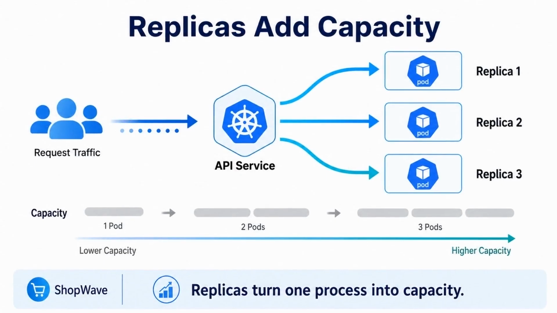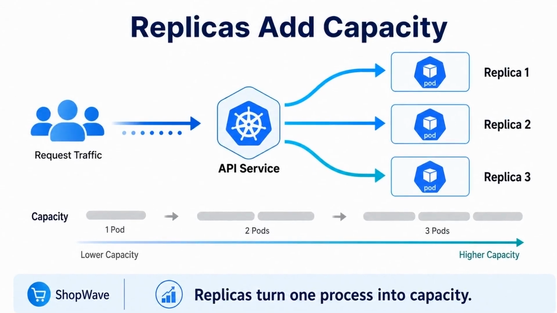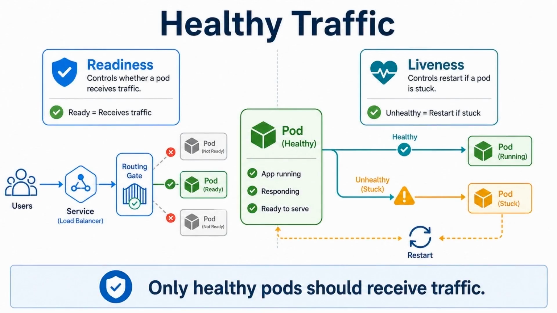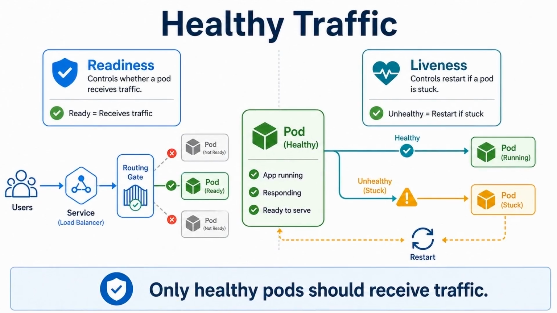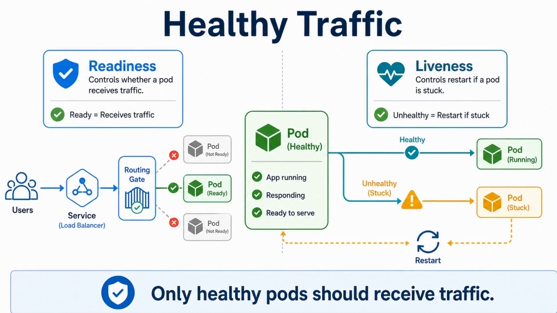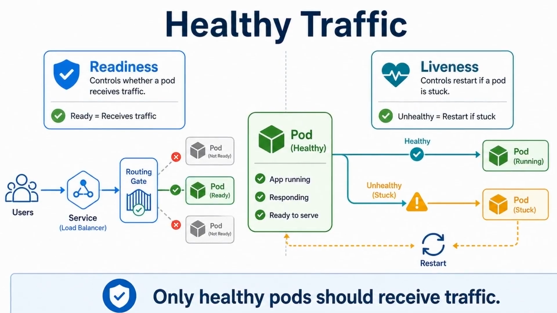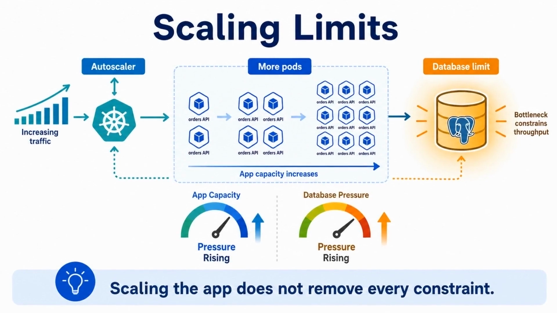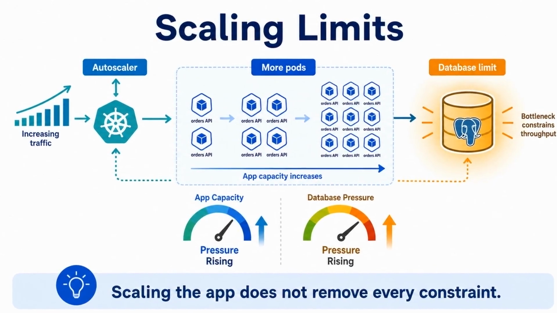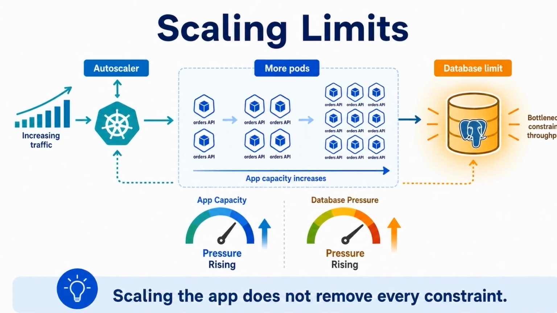Scaling in Kubernetes usually starts by increasing replicas. Instead of one orders API process taking every request, several pod copies share the load behind the same service. Readiness and liveness probes matter because they turn health into routing decisions. A pod should not receive customer traffic until it is ready, and a stuck pod should be restarted instead of silently staying broken. Autoscaling can add pods when load rises, but it does not remove every bottleneck. If the database, queue, or external dependency is the limit, more pods can amplify the pressure instead of fixing it.